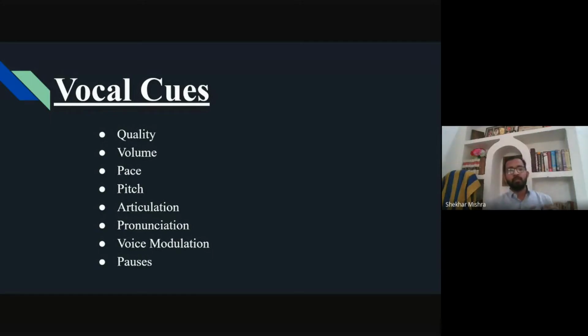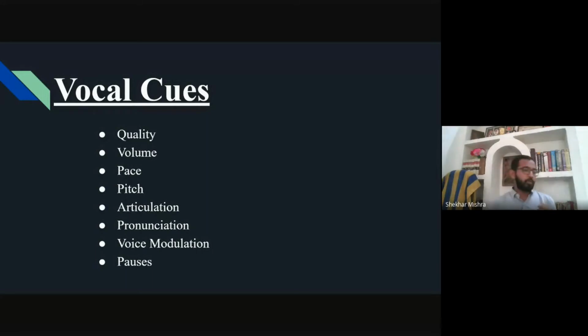Now comes pronunciation. Pronunciation of each word should be good. And what to do to improve your pronunciation? You have to listen. You have to listen to the right words with the right pronunciation. For that, you can prefer news TV channels where they speak in English. That can improve your pronunciation.